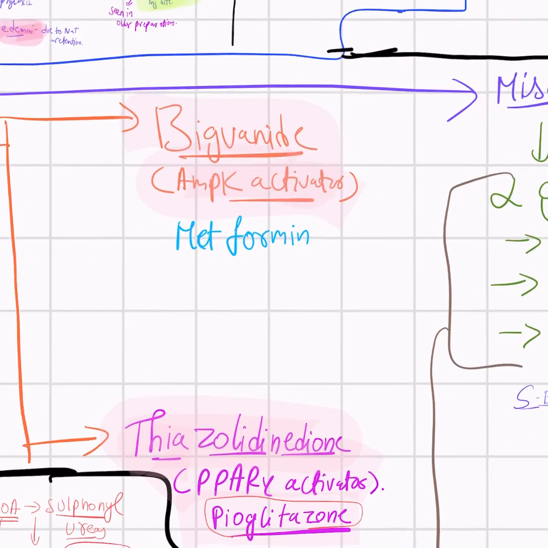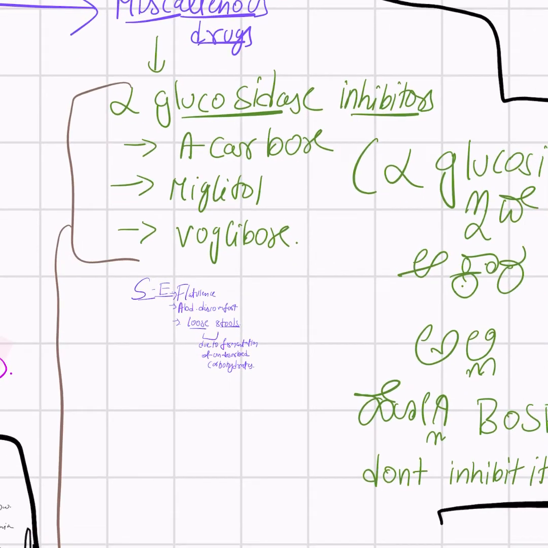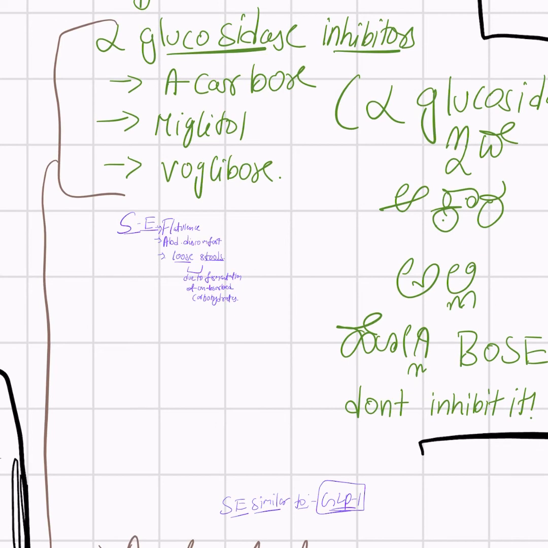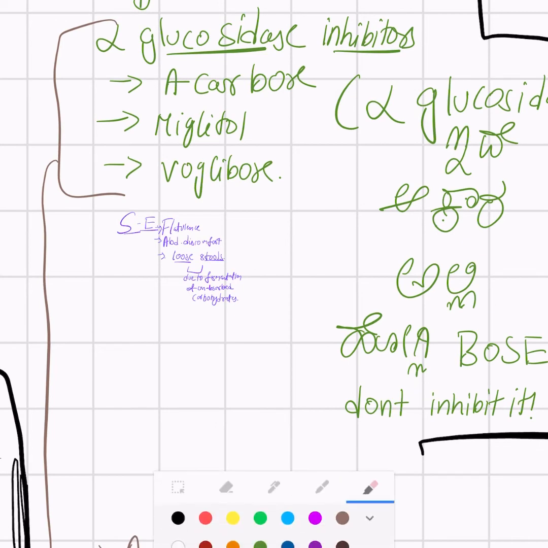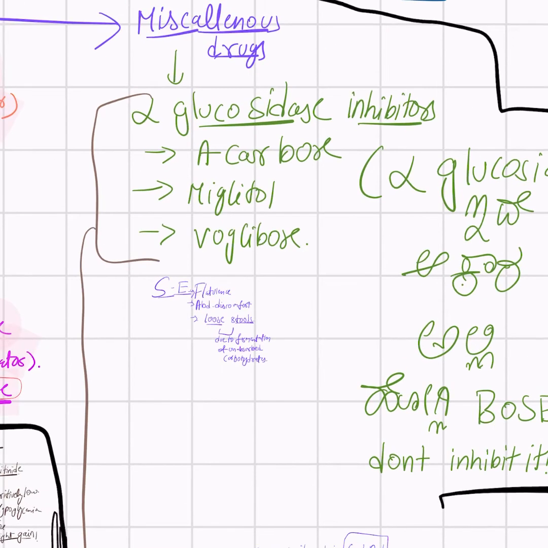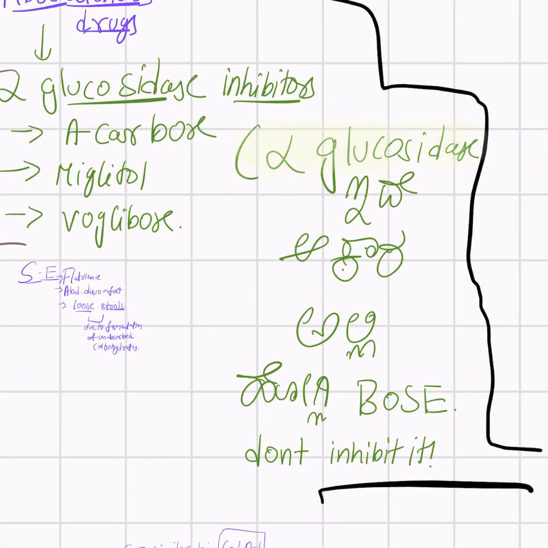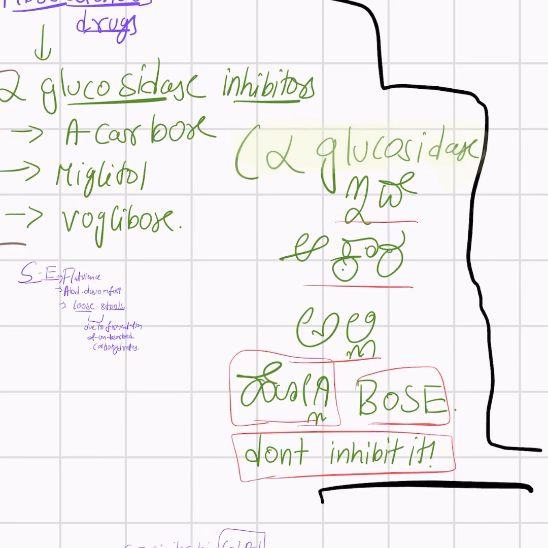Then we have the miscellaneous drugs. In miscellaneous drugs, we have alpha glucosidase inhibitors. In that, we have acarbose, miglitol, and voglibose. The mnemonic you could remember is alpha glucosidase ide, acarbose, miglitol, voglibose, don't inhibit it.